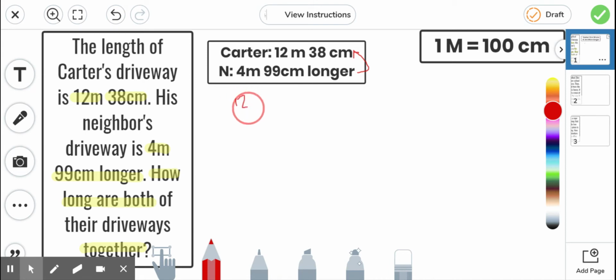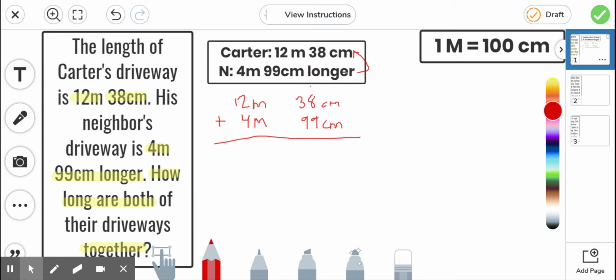We're going to start with 12 meters, and then we have 38 centimeters. It's a messy M, but it'll work. Then I have 4 meters for the neighbor and 99 centimeters. I lined these up as nicely as I could just because we want to always make sure that our place values are in the right spot so that we don't make any silly mistakes in our computation. So now we're going to add.